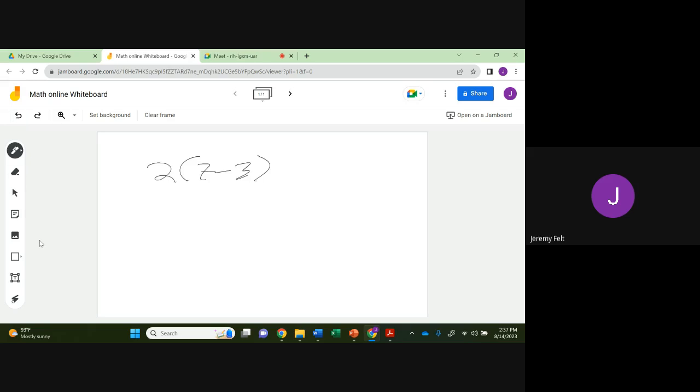So let's check it out. Let's see if we get the same thing. So we got 8 just doing parentheses and then multiplying, which is correct, but we'll use the distributive property usually when we have an unknown in here. Let's just prove it to make sure that it is correct. So we distribute: 2 times 7 is 14. 2 times negative 3 is negative 6. 14 minus 6 is still 8. So it's correct both ways.